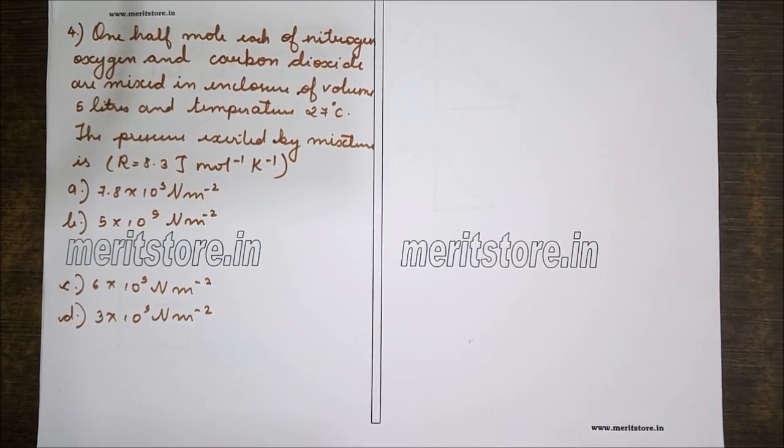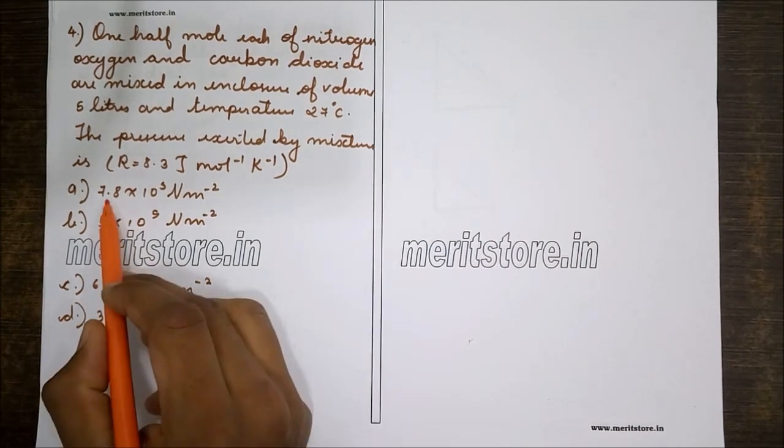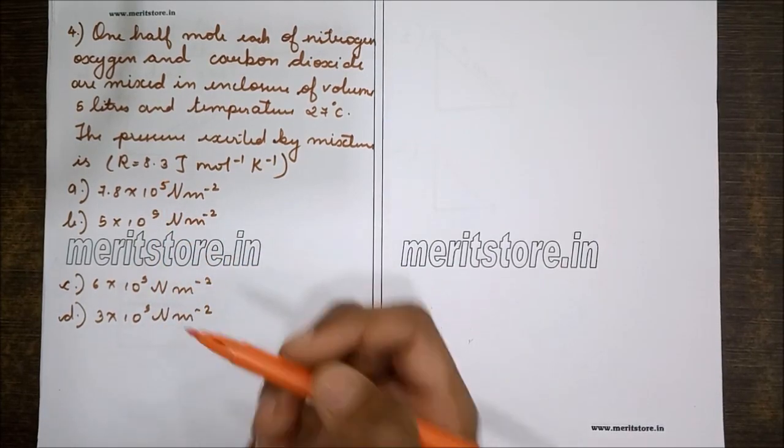1/2 mole each of nitrogen, oxygen, and carbon dioxide are mixed in an enclosure of volume 5 liters and temperature of 27 degrees Celsius. The pressure exerted by the mixture is. The value of universal gas constant is given as 8.3 joules per mole per Kelvin. The options are 7.8 into 10 raised to 3 Newton per meter square, 5 into 10 raised to 5 Newton per meter square, 6 into 10 raised to 5 newtons per meter square, and 3 into 10 raised to 5 newtons per meter square. Here this is 7.8 into 10 raised to 5 newtons per meter square.